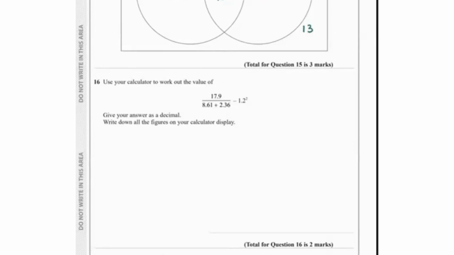So the division gives us 1.631722, a big number. And from this, now we're subtracting 1.2 squared. So that's going to be 0.1917228805834. That is your complete figure on the calculator display. So remember to add the brackets around 8.61 plus 2.36. And once you have the result of this division, then you subtract 1.2 squared from that.